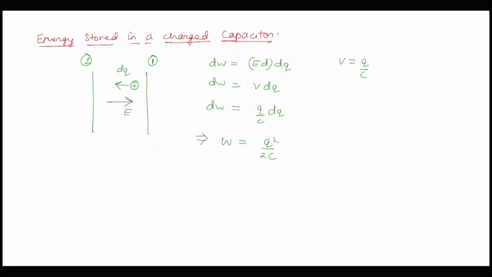It can also be regarded as the work done by the battery in sending a charge Q to the capacitor. So the energy stored in the capacitor is equal to Q square by 2C, and can also be understood as the work done by the battery in sending a charge Q. If we consider the equation Q is equal to CV and put Q equal to CV over here, we will end up getting the equation half CV square.